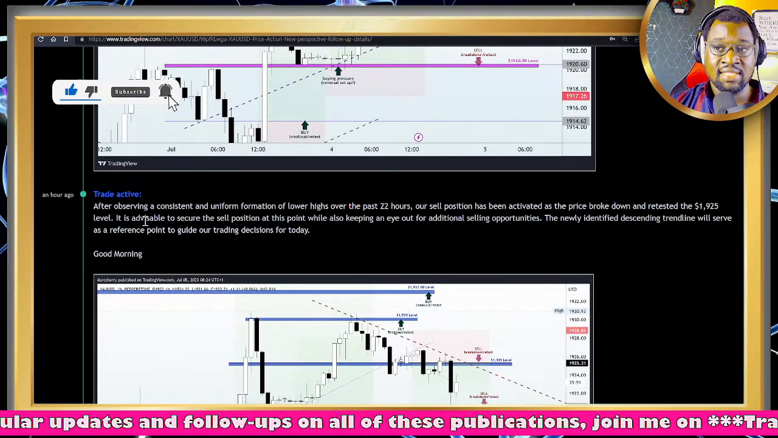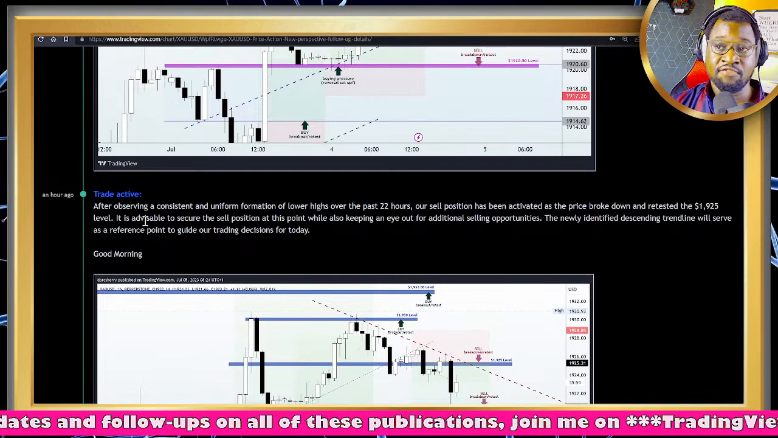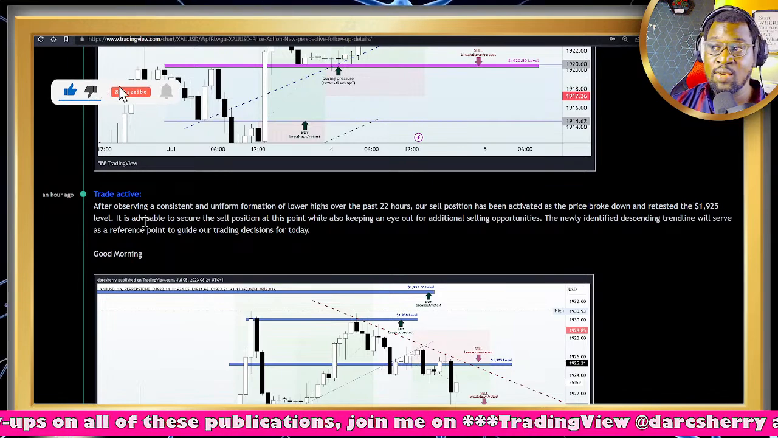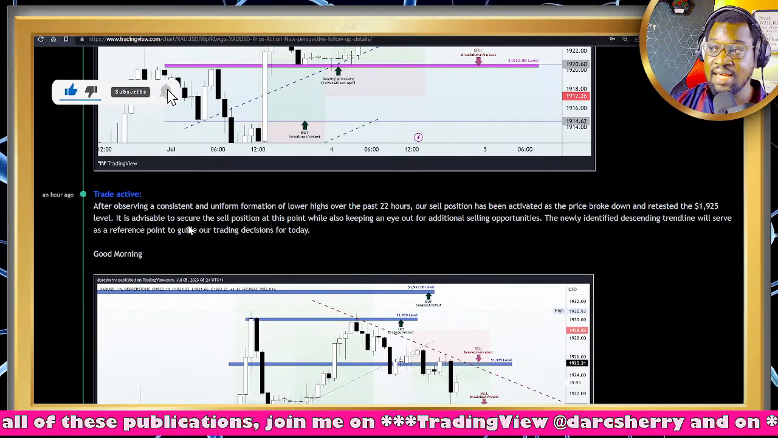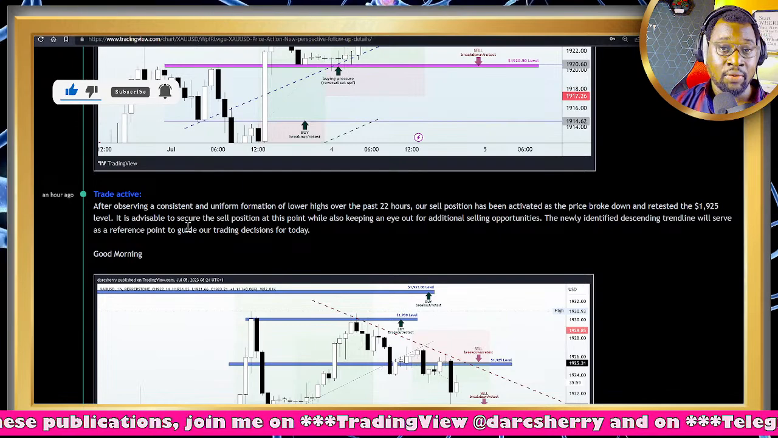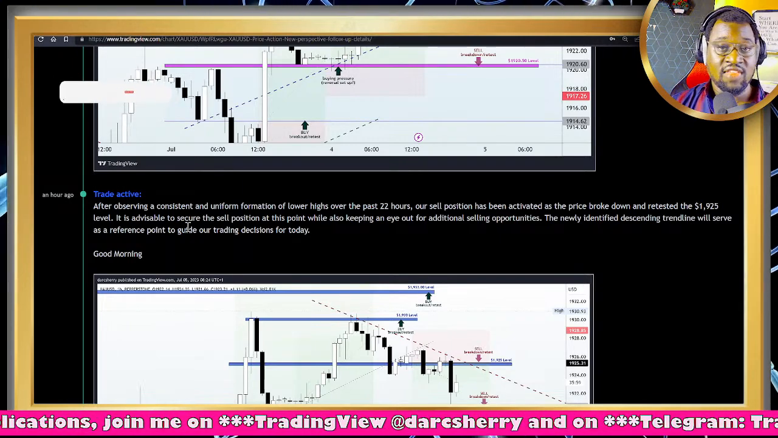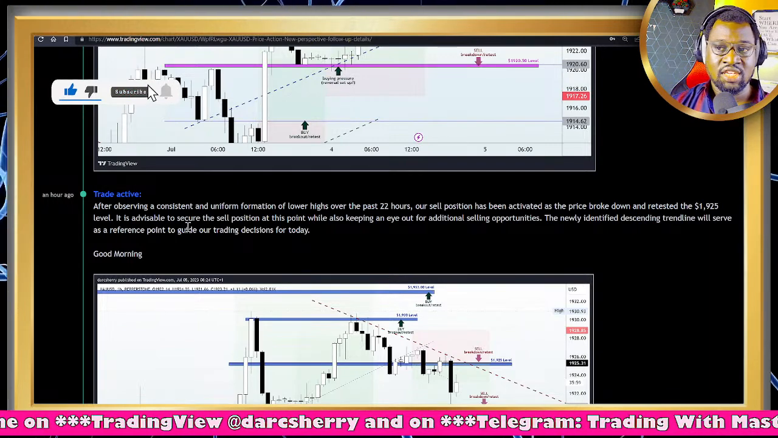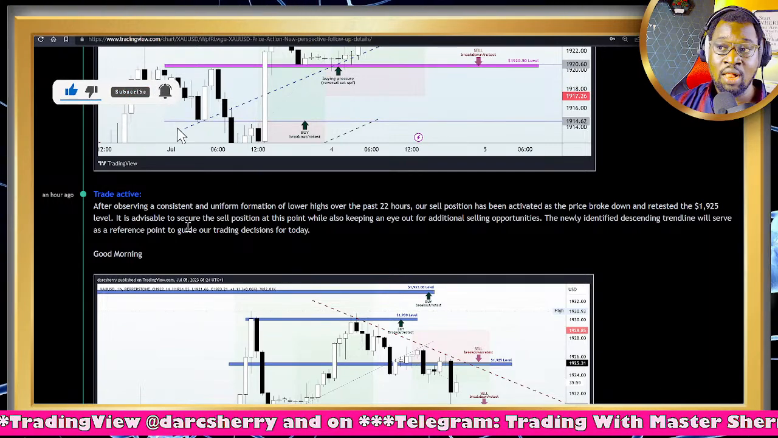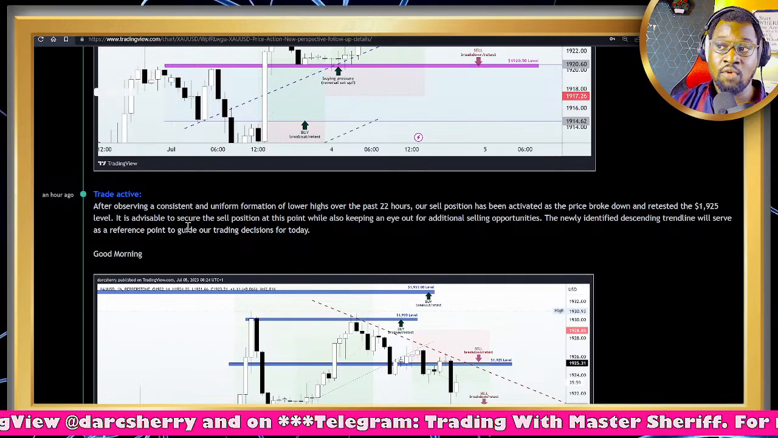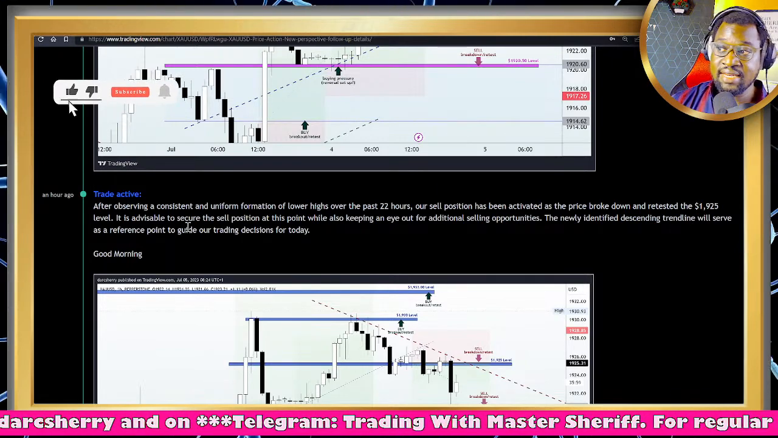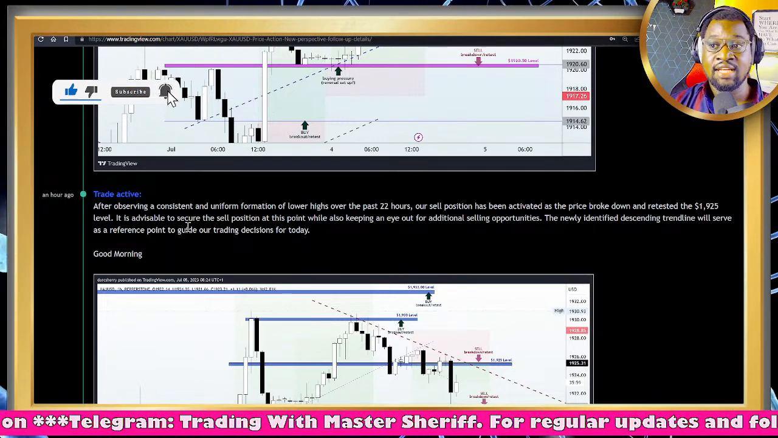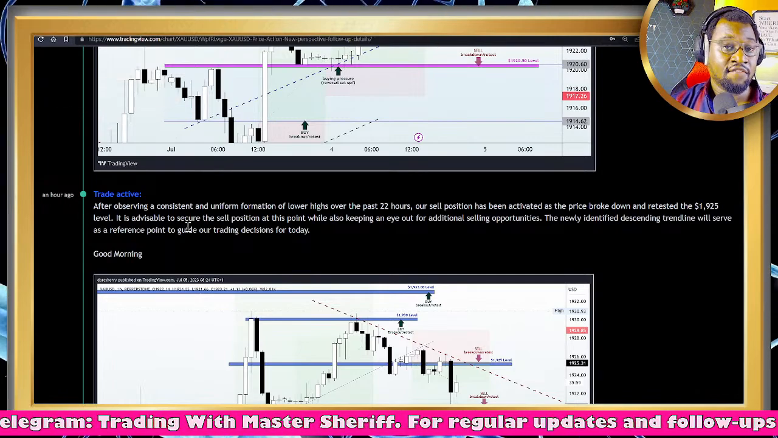I said after observing a consistent and uniform formation of lower highs over the past 22 hours, our sell position has been activated as the price broke down and retested the 1,925 level. So I said here it is advisable to secure the sell position at this point while also keeping an eye out for additional selling opportunities. The newly identified descending trend line will serve as a reference point to guide our trading decisions for today.